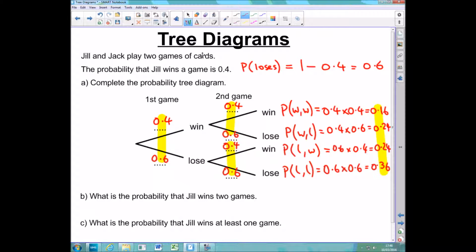So this question says, what is the probability that Jill wins 2 games? Well, that's the probability of a win-win. And as you can see, we've already worked that out at the top. That's 0.16.